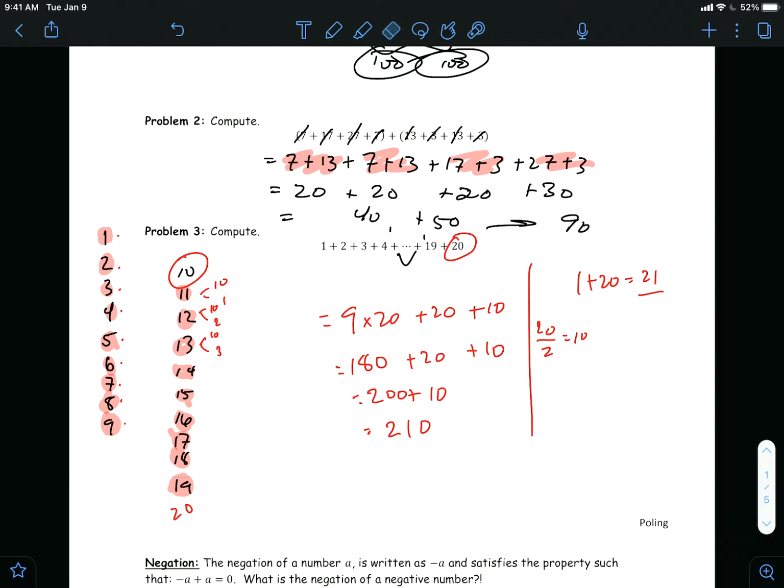Okay, that's good too. So then you took the number of groups that you would have had, the 20 divided by 2, and multiplied by that, you get 210, right? That's quite fast too, if you know that. Okay.